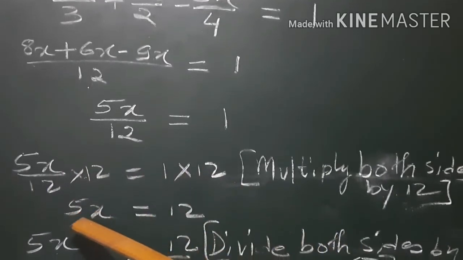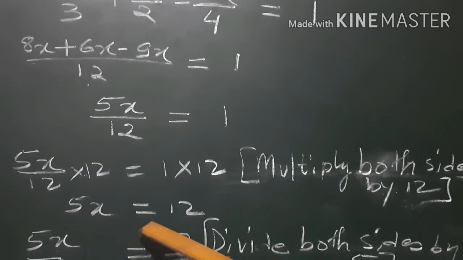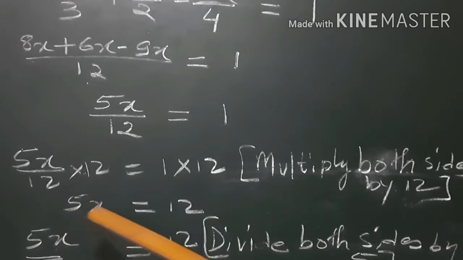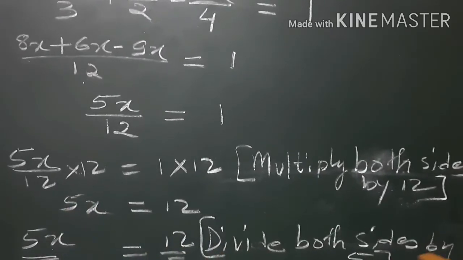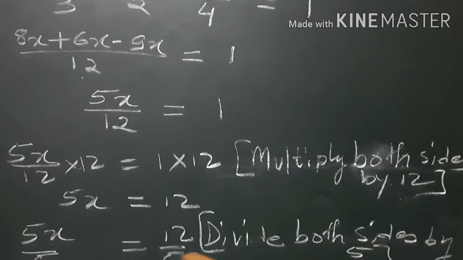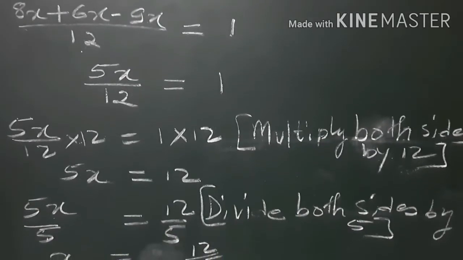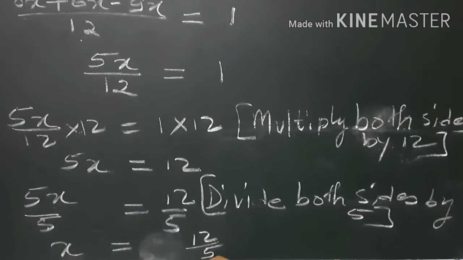Now here we are left with 5x is equal to 12. Now we have to remove this x. In order to remove x, divide both the sides by 5. So 5 and 5 cancel here. So we are left with x is equal to 12 upon 5 will be our answer.